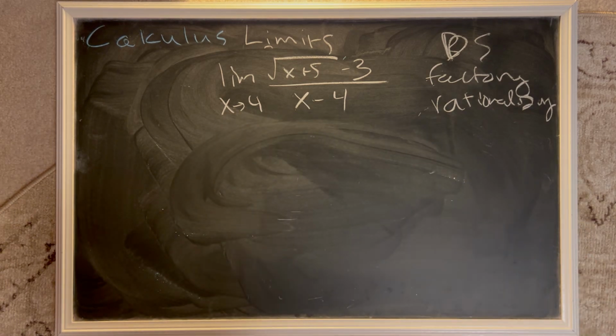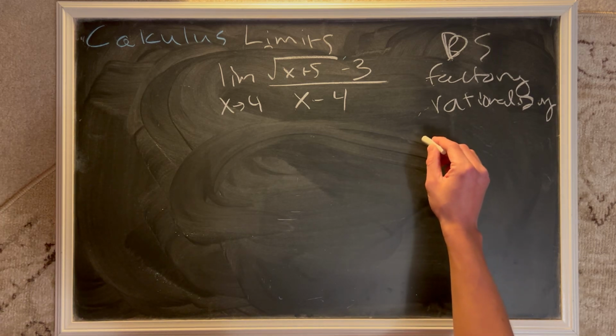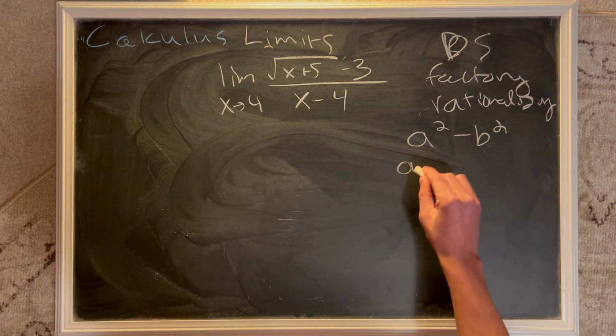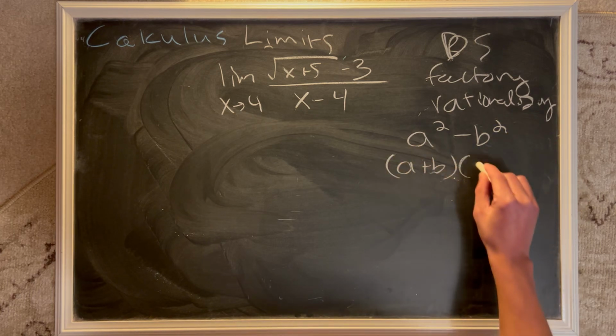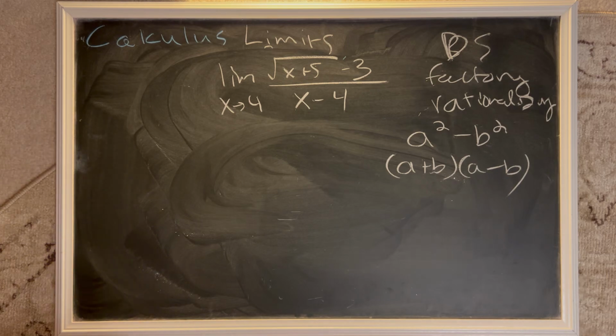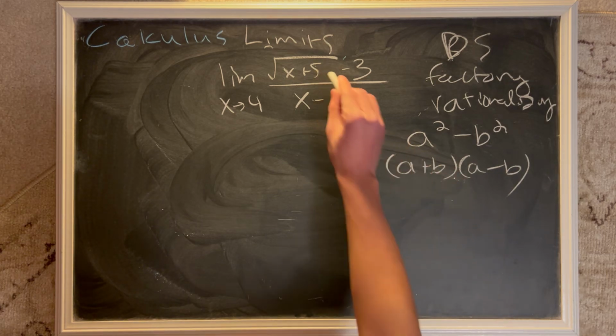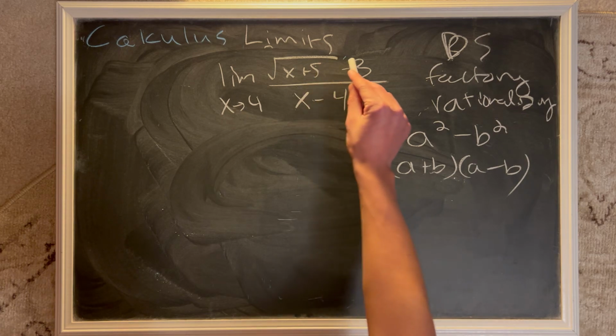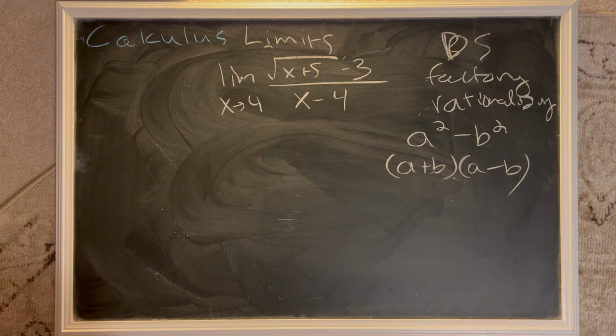So factoring, we can't really factor this expression, but we can rationalize it. And how we're going to rationalize is we're actually going to use the conjugate. So if you remember what the conjugate is, it takes advantage of this property here, a squared minus b squared, which factors to a plus b times a minus b. So if we want to remove that radical, we can square it. So right now we look like an a minus b, so we need the a plus b.